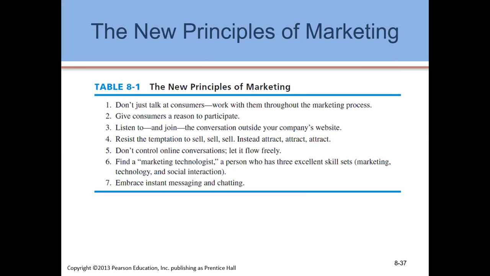The fifth concern can be, don't control online conversations, let it flow freely. Find a marketing technologist, a person who has three excellent skill sets related to marketing, technology, and social interaction. So neuromarketing concerns can be brought in. Embrace instant messaging and chatting. That would be the most informal way to gather the concerns of the consumers and customers.